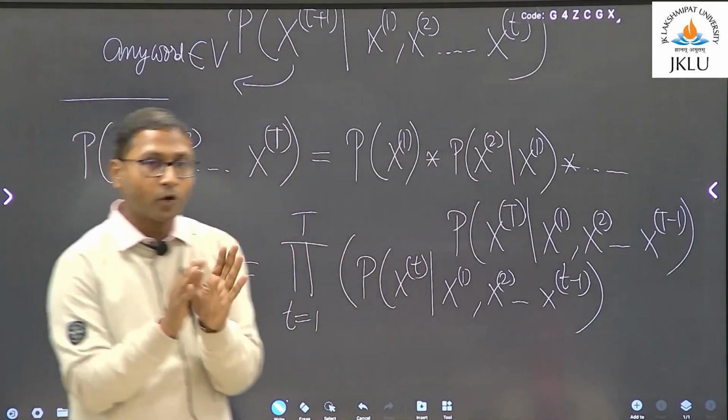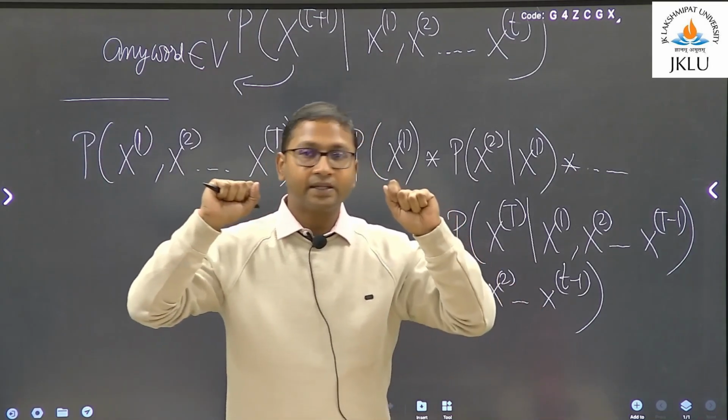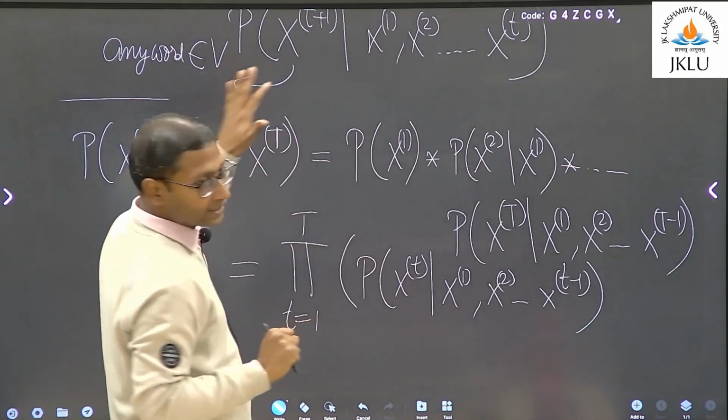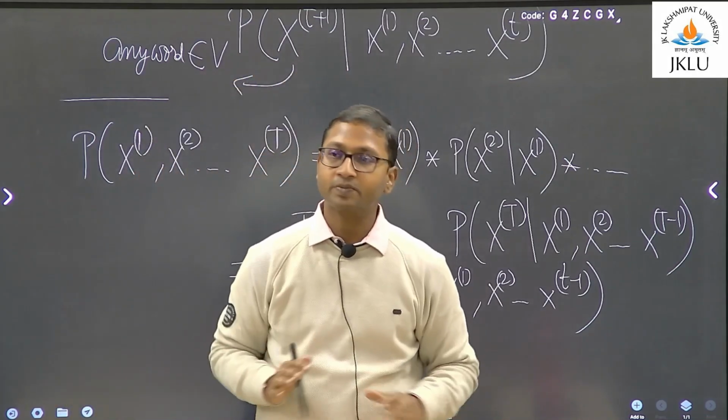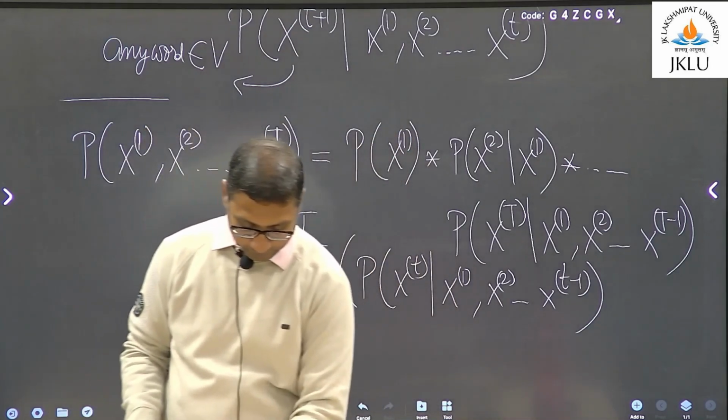So, these two problems in literature are considered same. So, whether you try to predict the next word or whether you are trying to assign the probability to a piece of text, both these problems are called language modeling. Okay.